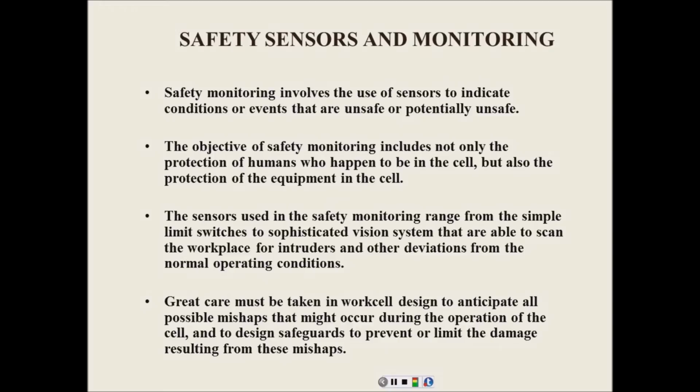So a lot of special limit switches. We could use sophisticated vision systems, but your emergency stop and your safeguard circuits have to be mechanical, right? Care must be taken in the work cell design to anticipate possible mishaps that might occur during operation.